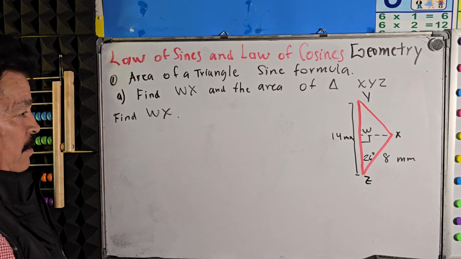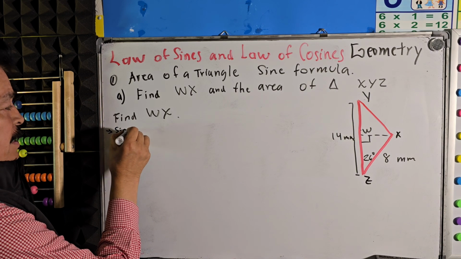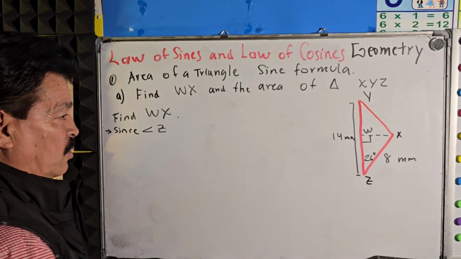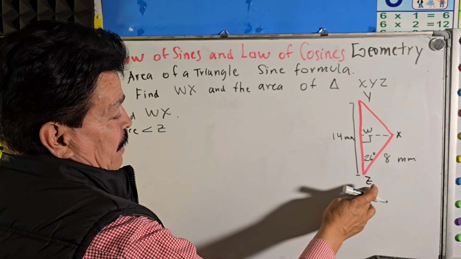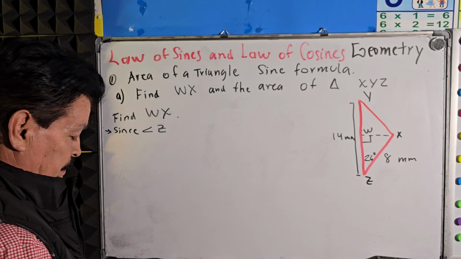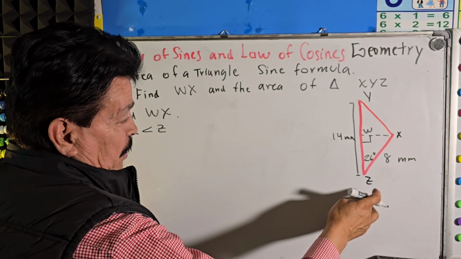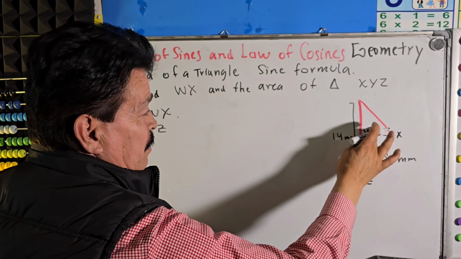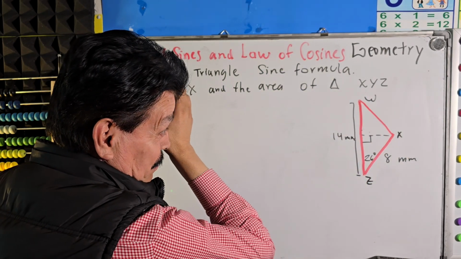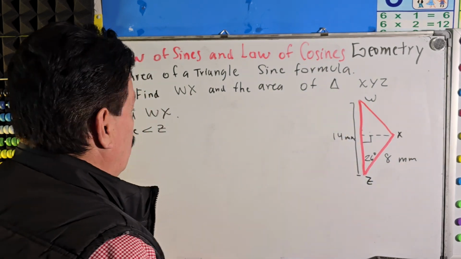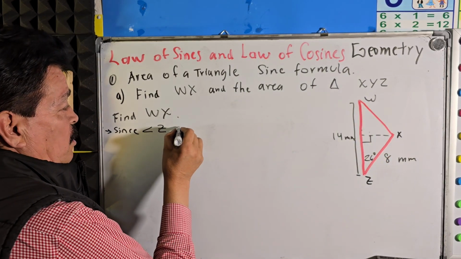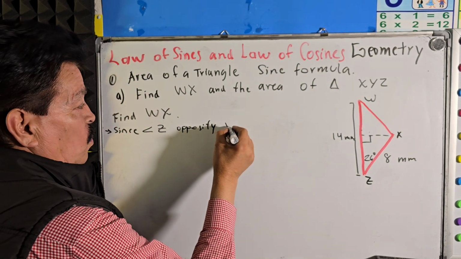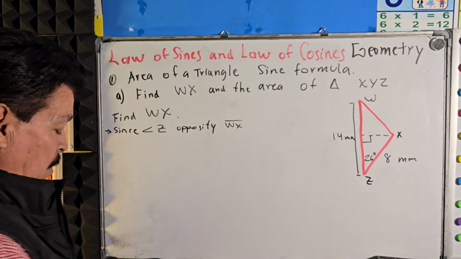Okay, so one piece of data here. Let's see our triangle. Look at angle Z right here. You know the angle Z is 26 degrees. This angle is opposite to WX. Okay, it's one piece of data, right? Let's figure it out.